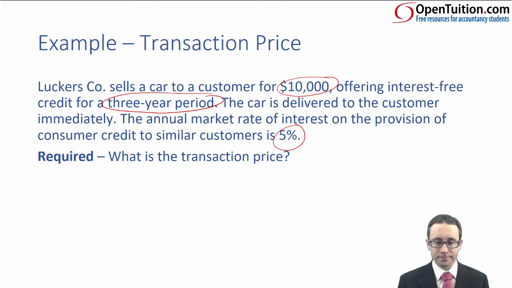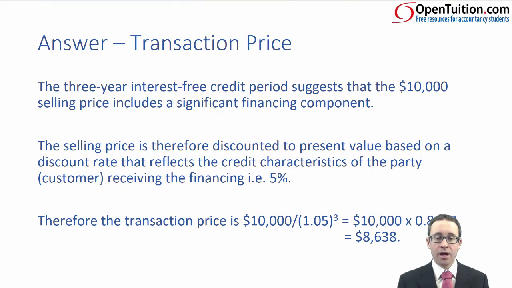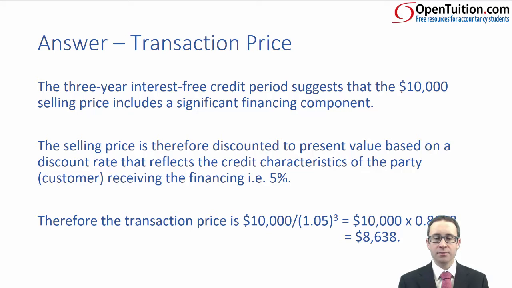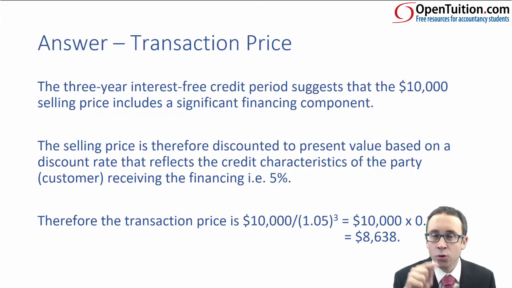Okay. So what have we got? As I said, the 3-year interest-free credit period suggests there's a £10,000 price, but within there's a financing component. Financing component means interest. Okay, that's it in its most simplistic terms. So to discount it back, 10,000 multiplied by a discount factor for 3 years at 5%. So that's 1 divided by 1 plus the discount rate to the power of n. n is 3. The discount rate is 5%. Remember, that's 0.05 as a decimal, isn't it?